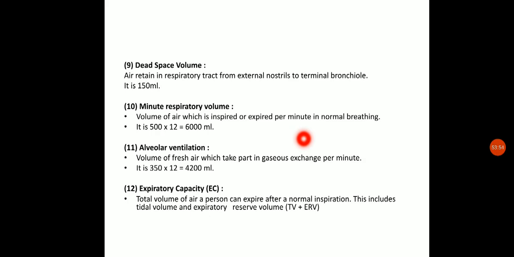So alveolar ventilation is the volume of fresh air which takes part in gaseous exchange per minute. So it will be 350 into 12, that is 4200 ml of the total volume.